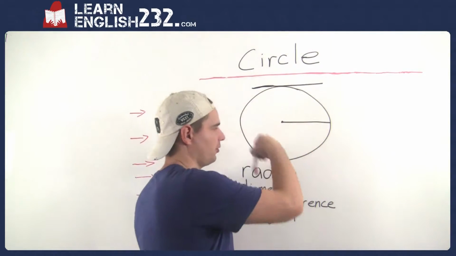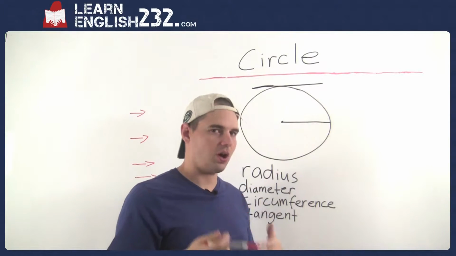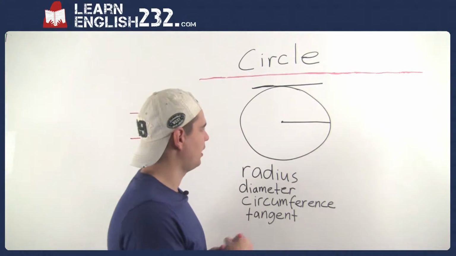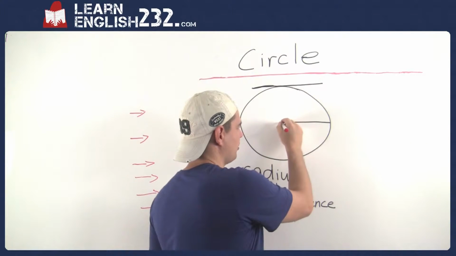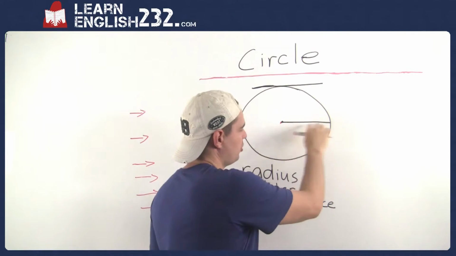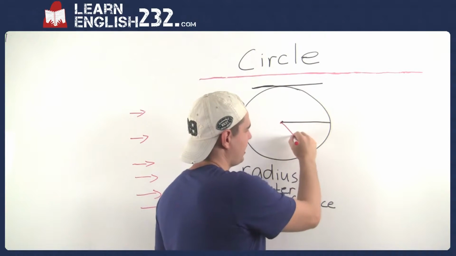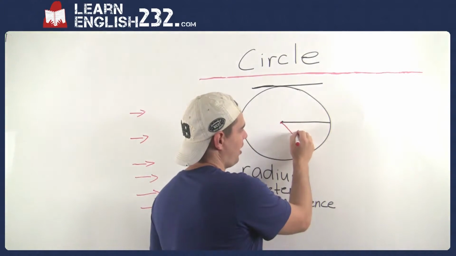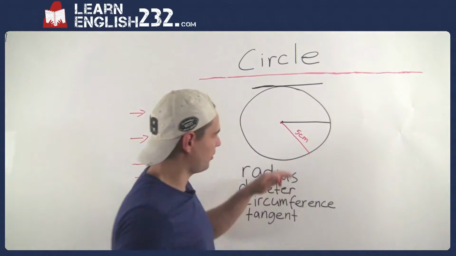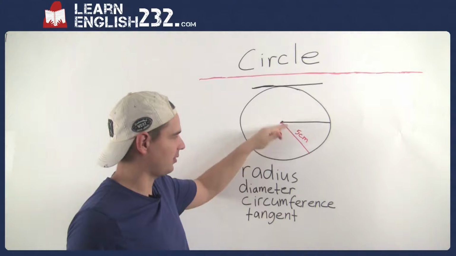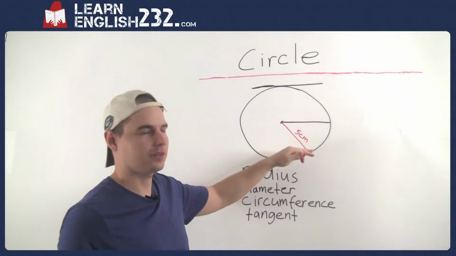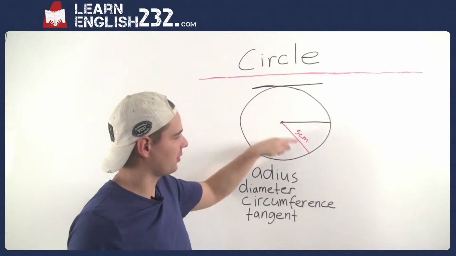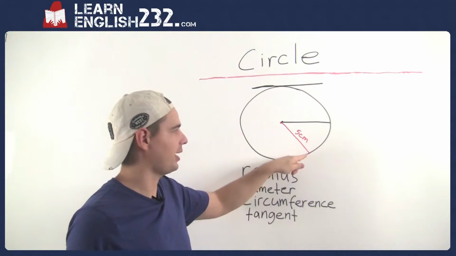If you have a circle, all of these words revolve around a circle. Radius is the most common one. It is the distance from the center of the circle, which I've already drawn here, to any point on the outside. So that is the radius of the circle. Let's say it's 5 centimeters. So this circle has a radius of 5 centimeters. The distance between the center of the circle and anywhere touching the circle is the radius.